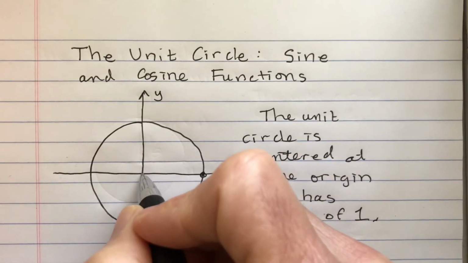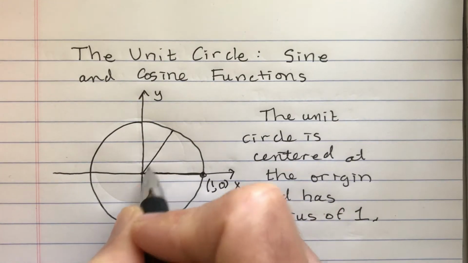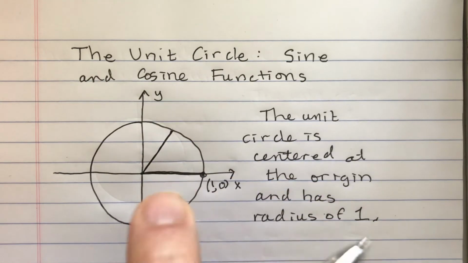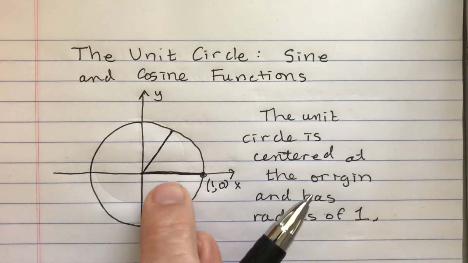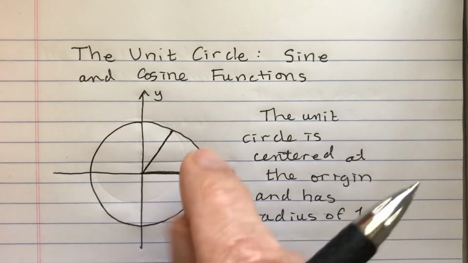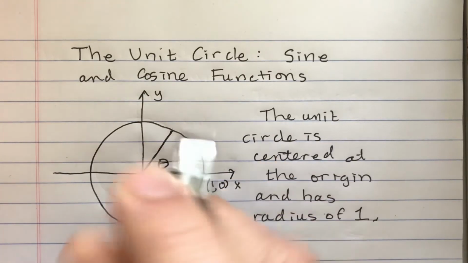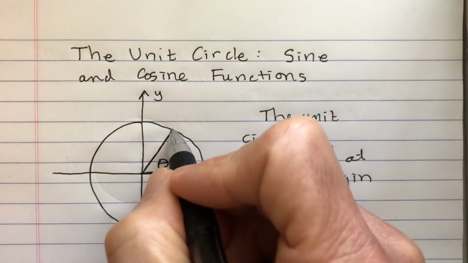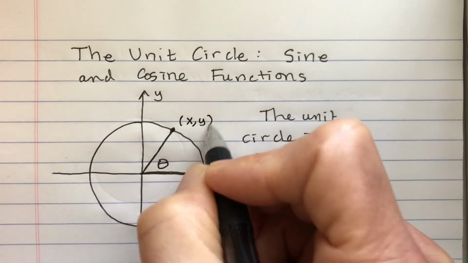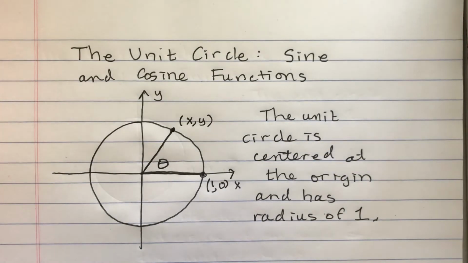Now, if I draw an angle in standard position, which means that one side, which we call the initial side, lies on the positive x-axis, and the terminal side is as shown, then that's in standard position. Then we can label the point where that terminal side meets the unit circle.